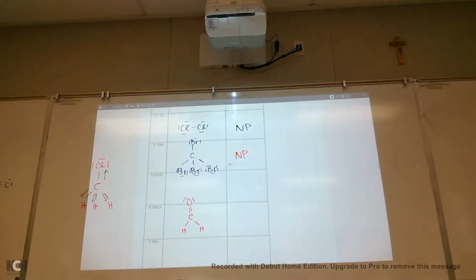I think, I don't know. Does the element matter? Like, if there are different elements, can there be a double bond? The fact that they're different elements is not the issue.